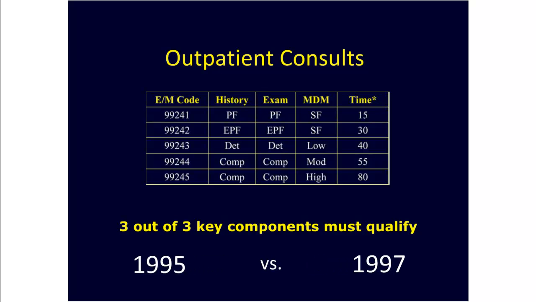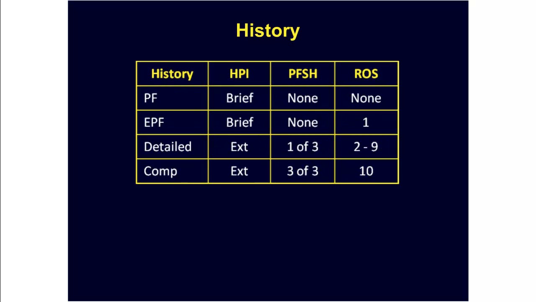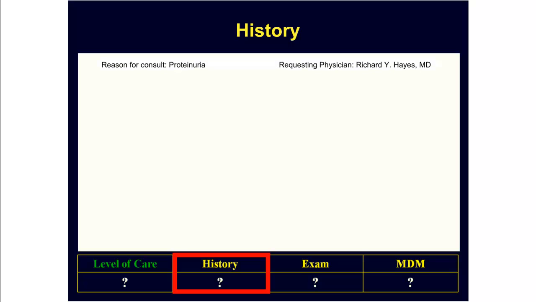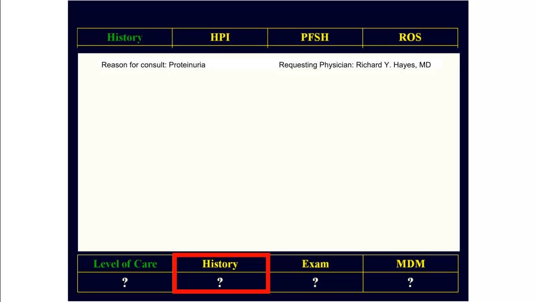You can use either the 95 or the 97 guidelines. In this case, the 95 guidelines work out better for the doctor, so these are the ones we'll use. Starting with the history, this is the table we use to figure out what level of history has been documented. Here, first, we have a valid reason for the consult, and we've also documented the requesting physician.